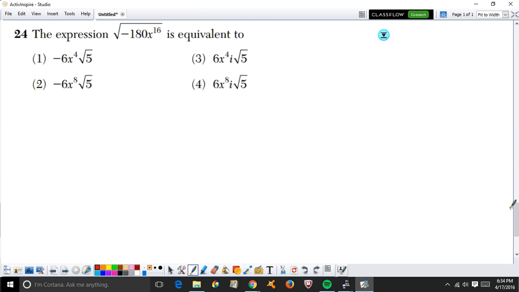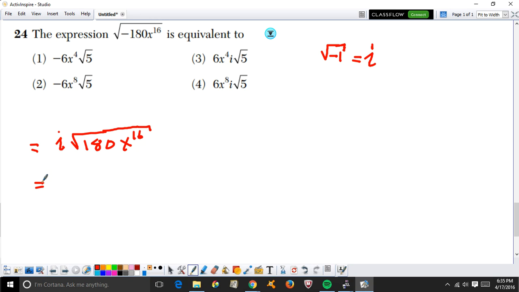Now, lastly, in example 24, we want to see what the following expression is equal to. First, whenever you take the square root of a negative number, you gotta remember the square root of negative 1 is equal to the imaginary number i. So we can rewrite the expression as i times the square root of 180 x to the 16.